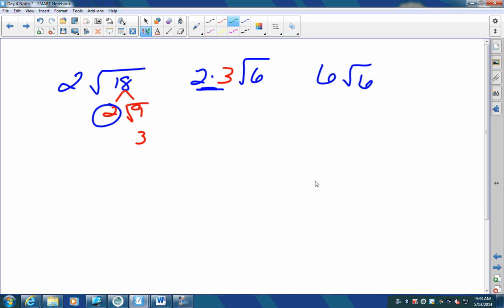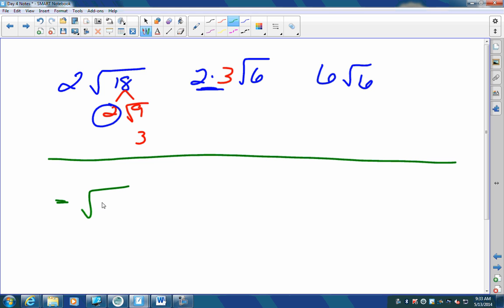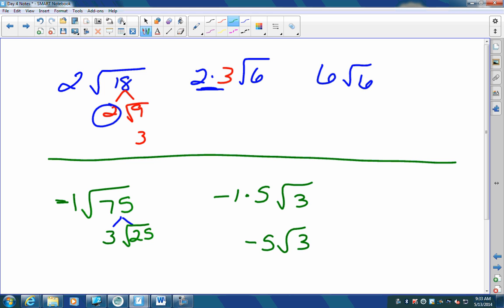If I had a negative outside, like say it was negative square root of 75, that's just like a negative 1 out there. So you'd leave that alone, and we'd go and try and break up 75. 75 is 3 times 25. Well, 25 is a perfect square, so the square root of 25 is 5. So this would be negative 1 times 5, because that's outside the square root sign. Underneath is still your 3. So you have negative 5 square root of 3.